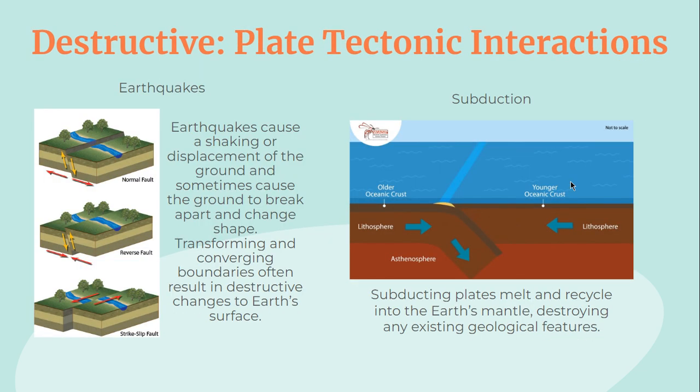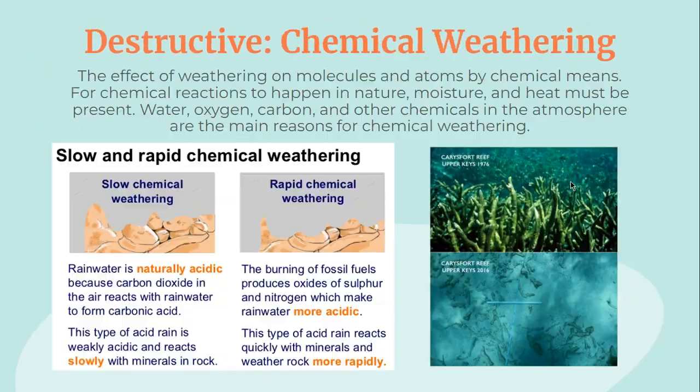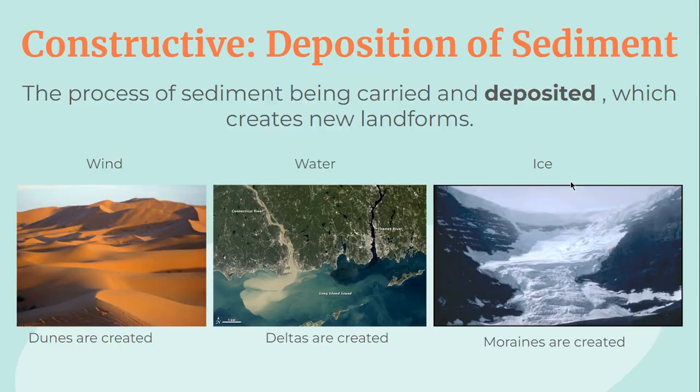Now, these are obvious. We went over plate tectonics already, but obviously earthquakes can make things crack and fall. Subduction can pull things under, and it can break down land masses. Now let's talk about constructive.